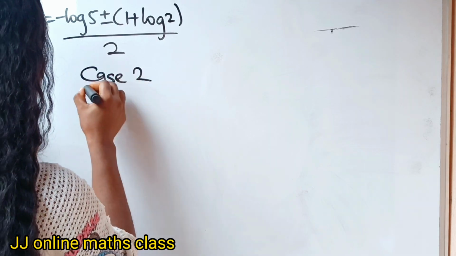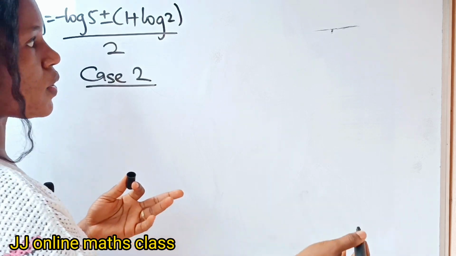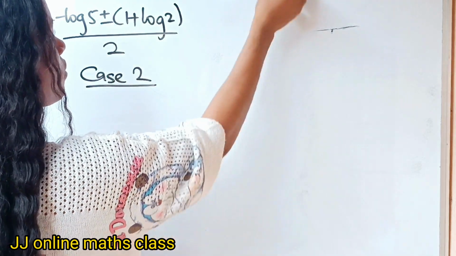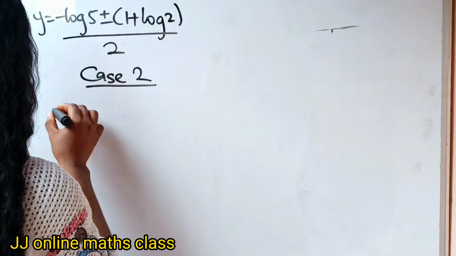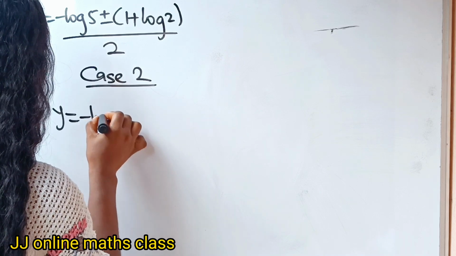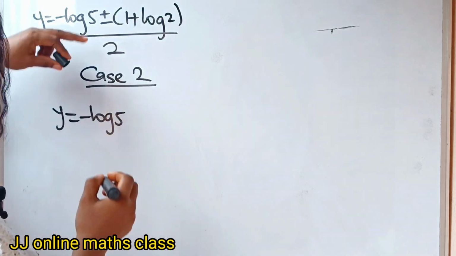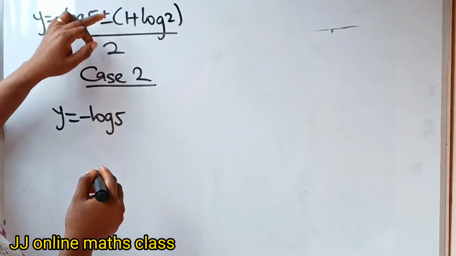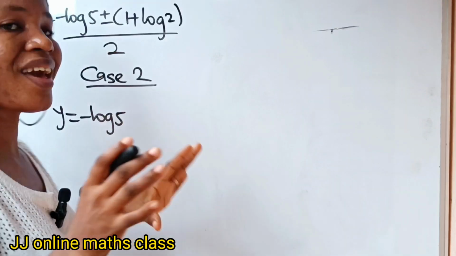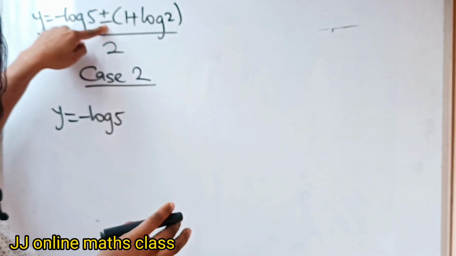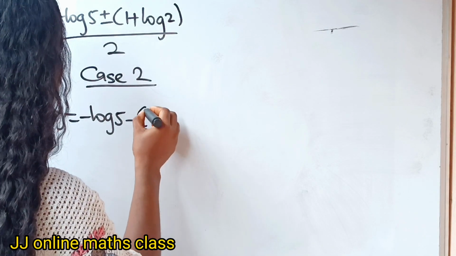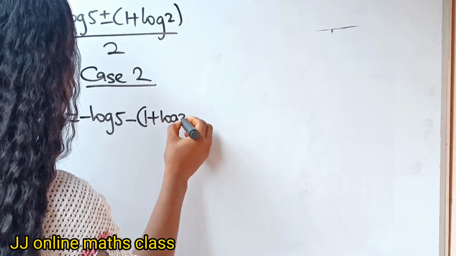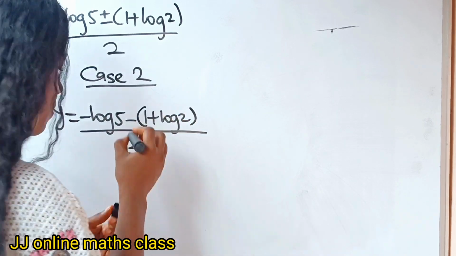What did we get initially? That x is equal to 7. That is the first one. For case 2, we are going to write that y is equal to minus log 5. Remember that for case 1, what we wrote is plus this bracket. So for case 2, we are going to write minus this bracket. So it's going to be minus log 5 minus, in bracket, 1 plus log 2, everything divided by 2.